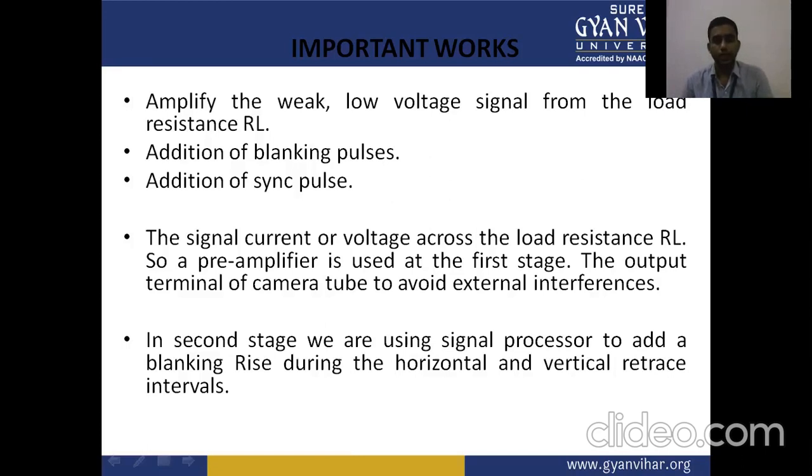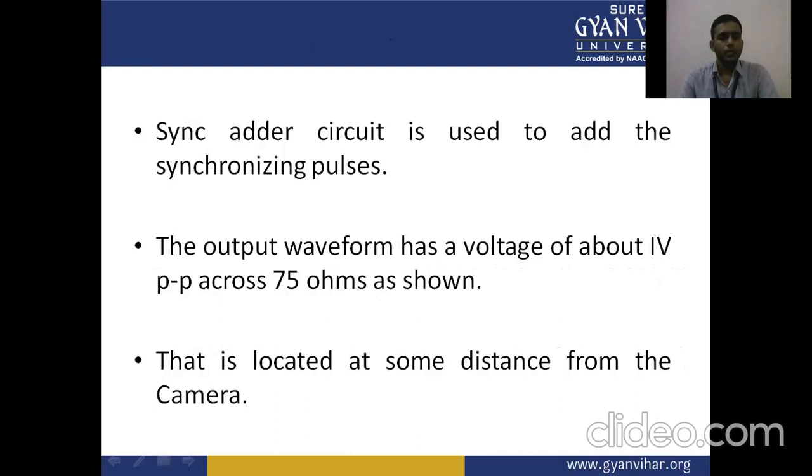In the second stage, we use a signal processor to add blanking pulses during the horizontal and vertical retrace intervals. The sync adder circuit is used to add the synchronizing pulses to the output of the camera tube. The output waveform has a voltage of 1 volt peak to peak across 75 ohms, as shown in the figure, and it can be located at some distance from the camera tube.